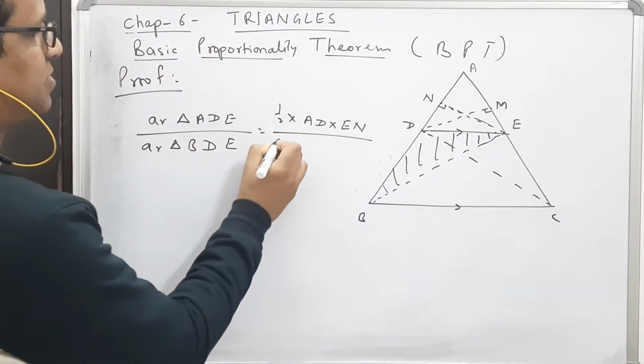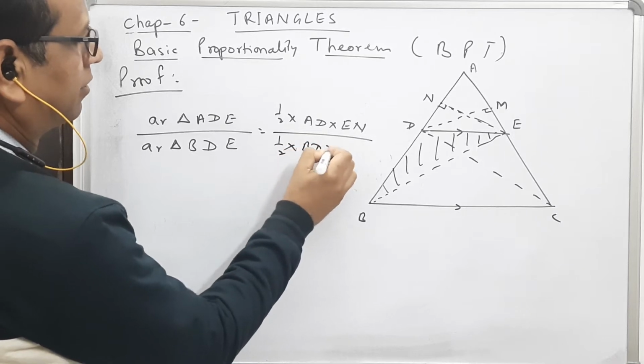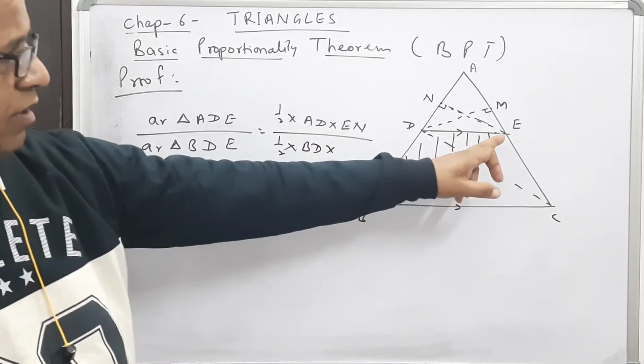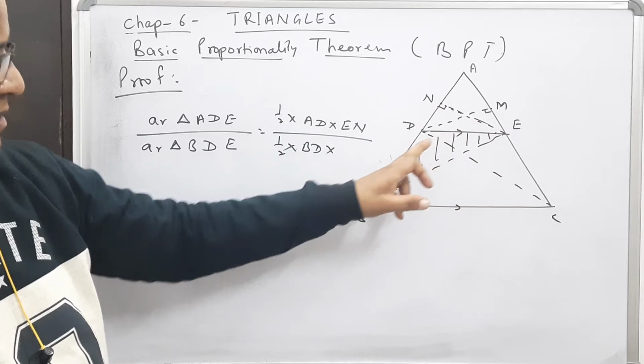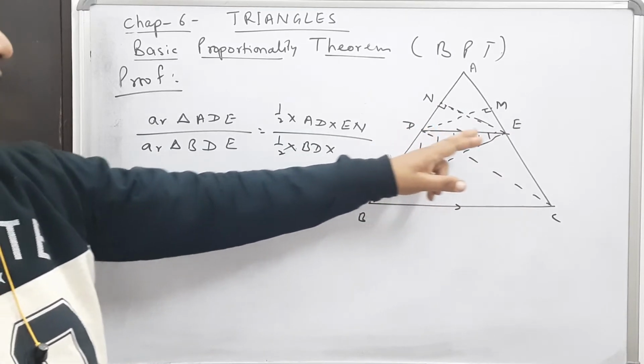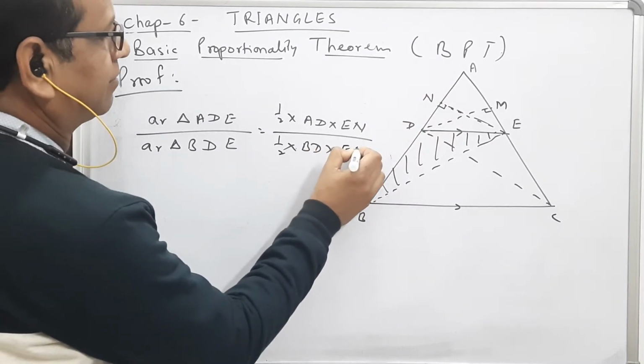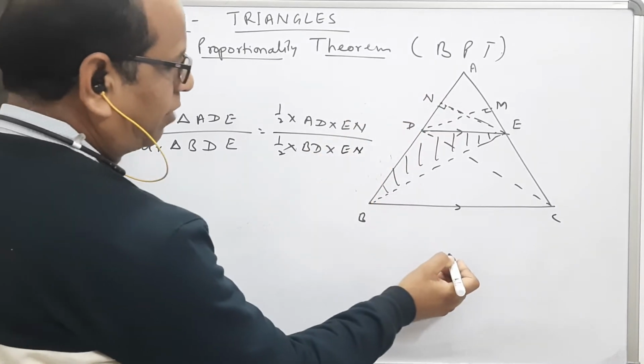You see, the area of this triangle can be half into BD into perpendicular. Now when I draw the perpendicular from this, it will not come in the middle of this because this angle is an obtuse angle. So this will be the perpendicular. So perpendicular is EN. Sometimes this part is problematic for the student.